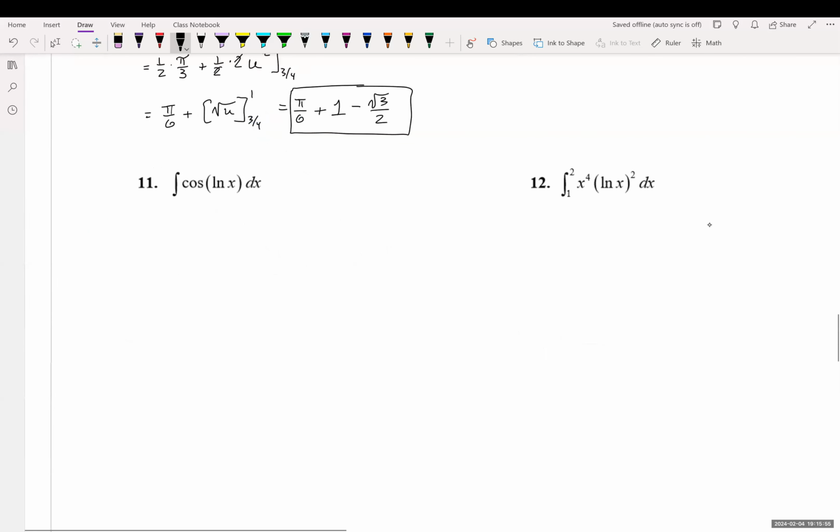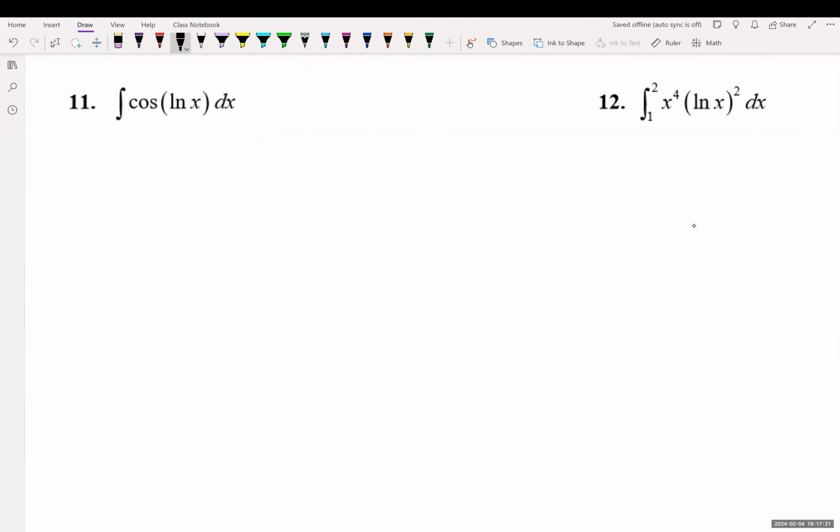Number 11. Now, number 11 is kind of tricky. We clearly have an inner function. And when we think of an inner function, we often think of doing a u substitution. Let's go ahead and try that. I'm going to call it a w, though, instead of a u, for reasons to be seen in a moment. So if I let w equal the inner function ln x, that means that dw is equal to 1 over x dx.